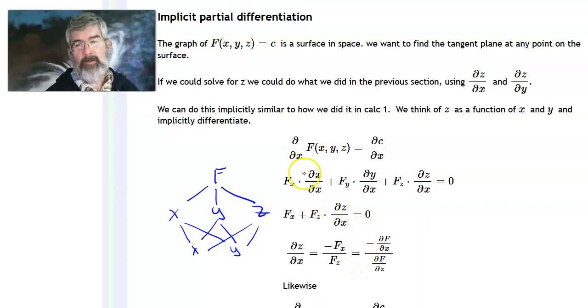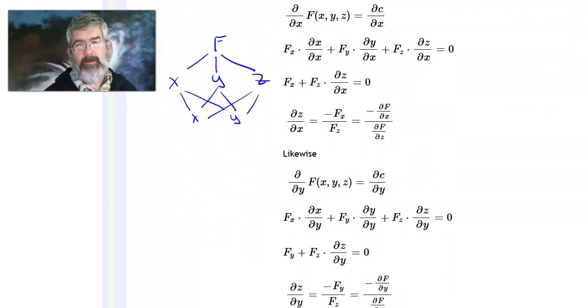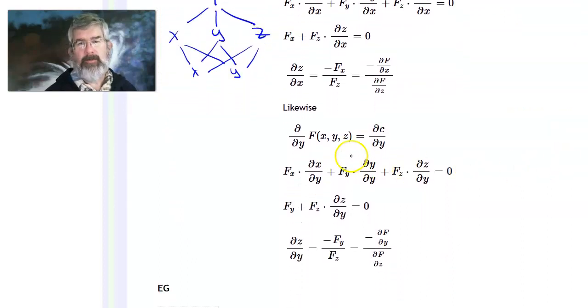Okay. So that was the partial with respect to x. Likewise, I can do the partial with respect to y. So starting again with my original f equals c, I'm going to take the partial derivative of both sides with respect to y. So I'm going from f down to y now, through x, through y, through z: partial f, partial x, partial x, partial y, plus partial f, partial y, partial y, partial y, plus partial f, partial z, partial z, partial y. And that's equal to the partial derivative of c with respect to y, and of course the derivative of a constant is 0.